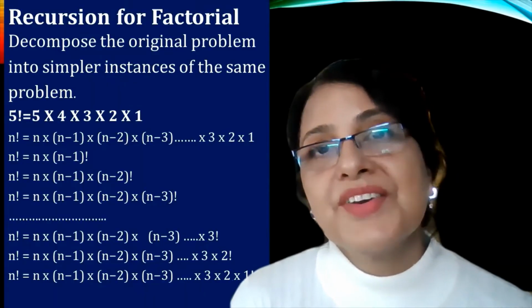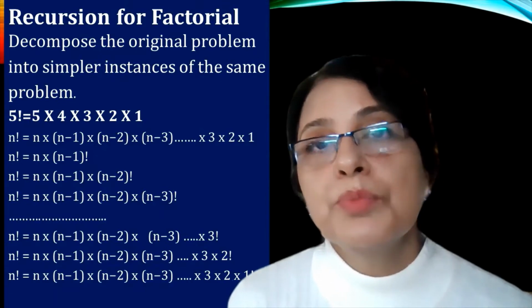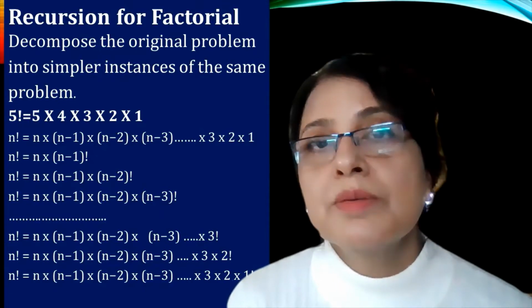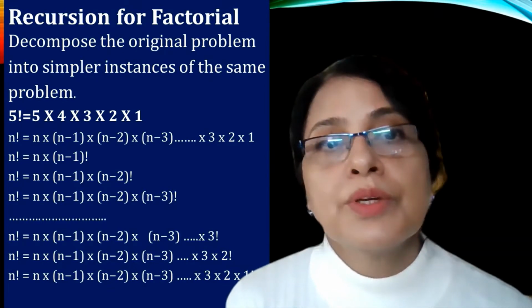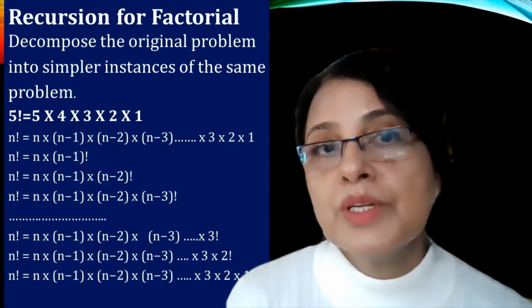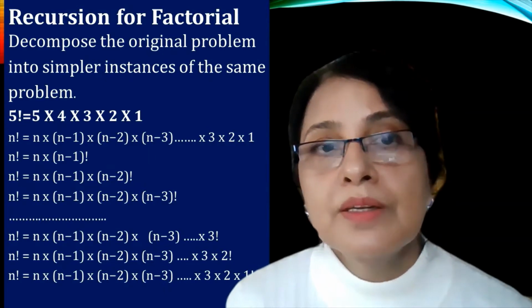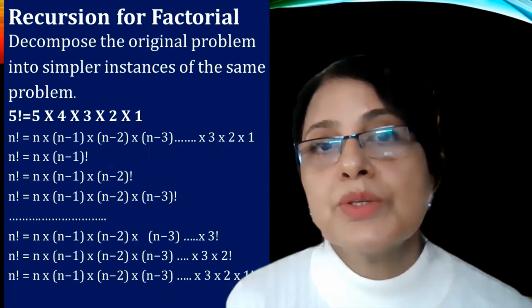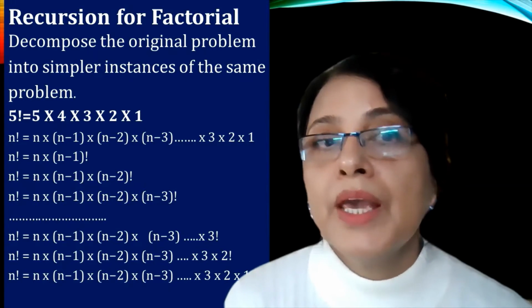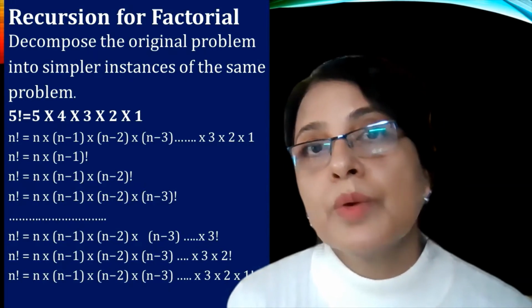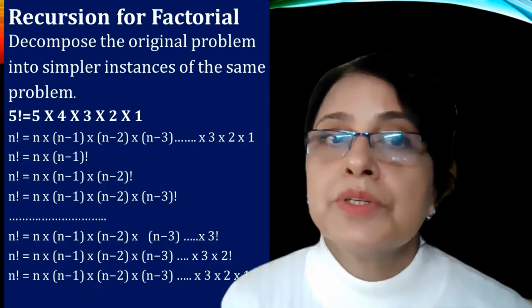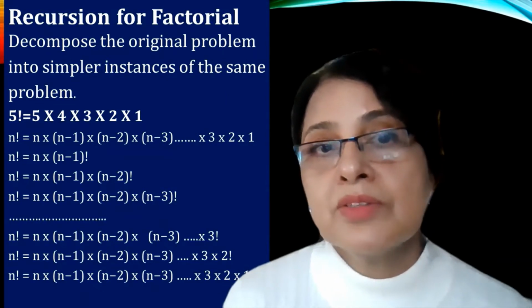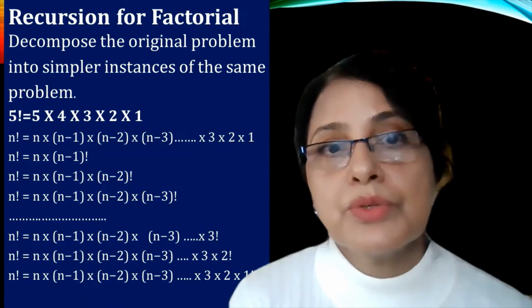We'll now look at recursion for factorial. We'll decompose the original problem into simpler instances of the same problem. For example, 5 factorial is equal to 5 into 4 into 3 into 2 into 1. Similarly, if we have n factorial, we can break it down to n factorial is equal to n into n minus 1 factorial, or n factorial is equal to n into n minus 1 into n minus 2 factorial, and so on.